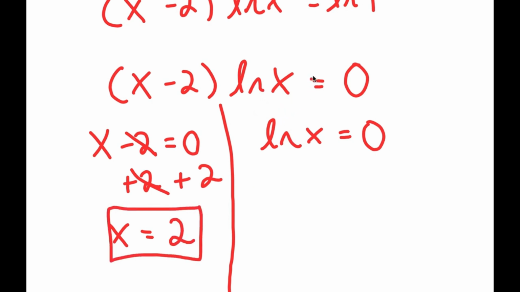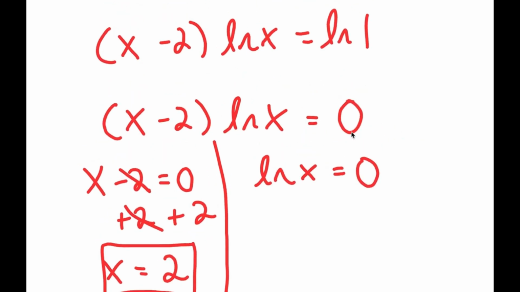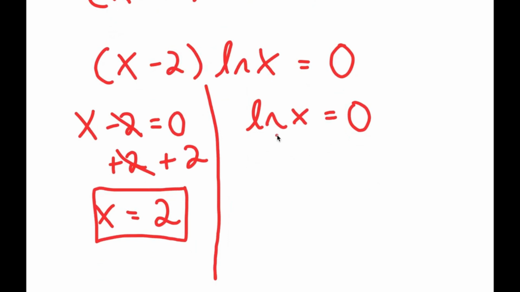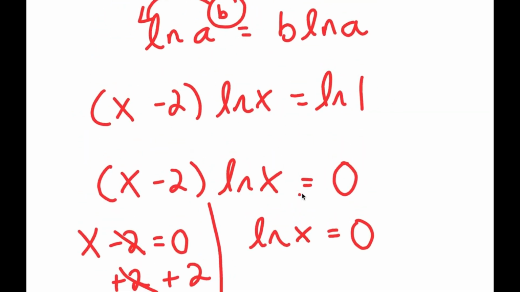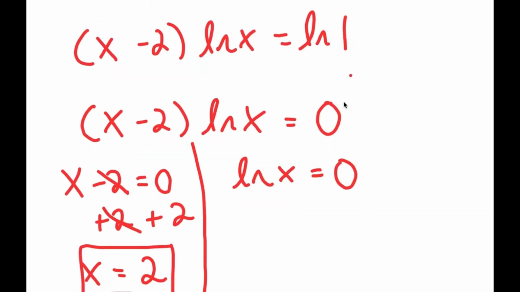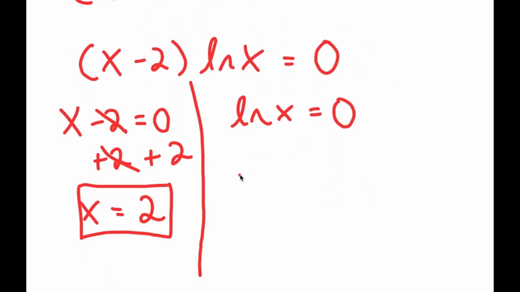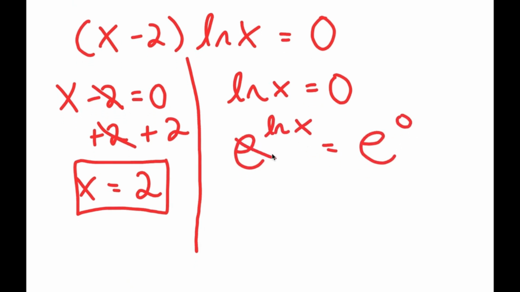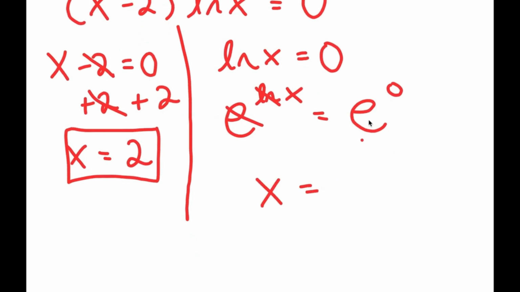Now, for my second equation, I have ln of x equals 0. And this is basically asking ln of what is equal to 0. And, well, we already know ln of 1 is equal to 0, but what if we didn't know this? Well, what we can do is take e to the power of both sides. So I have e to the power of ln x is equal to e to the power of 0. And e and ln, these two cancel out, so I get x is equal to e to the power of 0, which is 1.